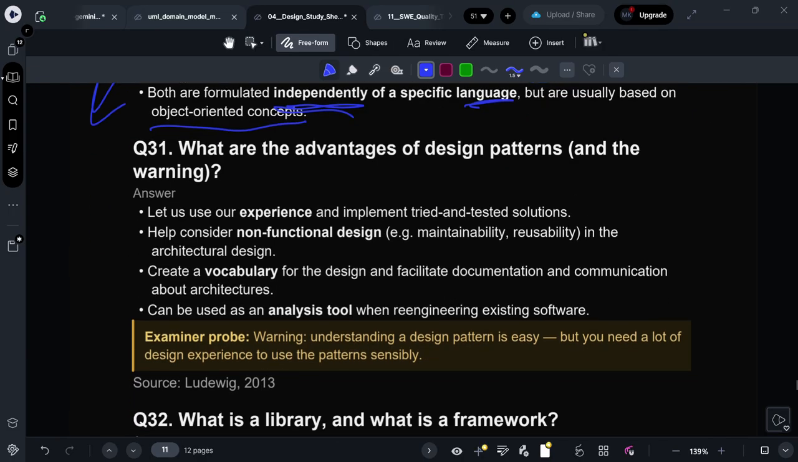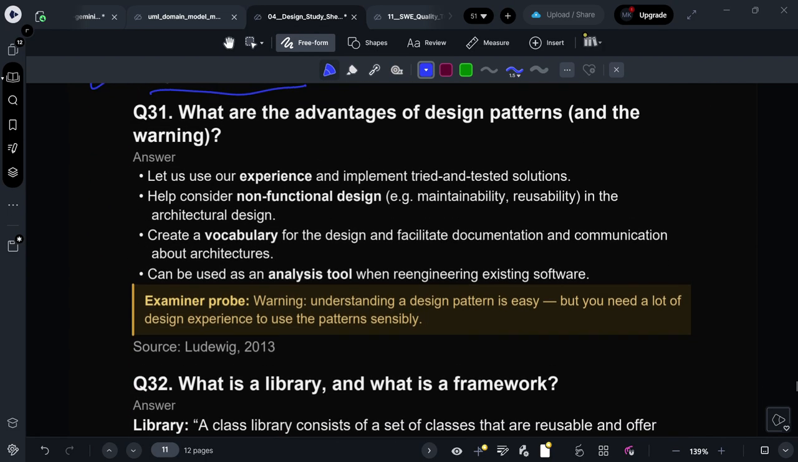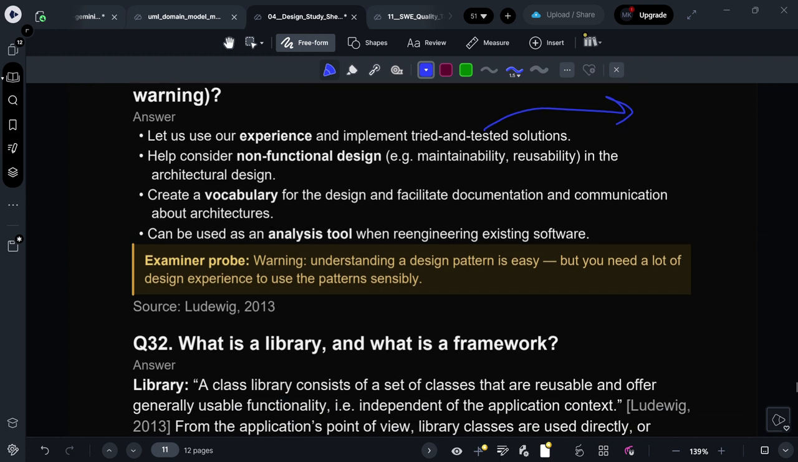And what are the advantages of design patterns and the warnings? Now let us use our experience and implement tried and tested solutions. It helps us consider non-functional design, maintainability, reusability in the architectural design, creates a vocabulary for the design and facilitates documentation and communication about architectures.